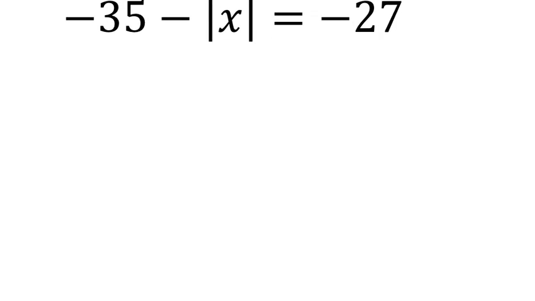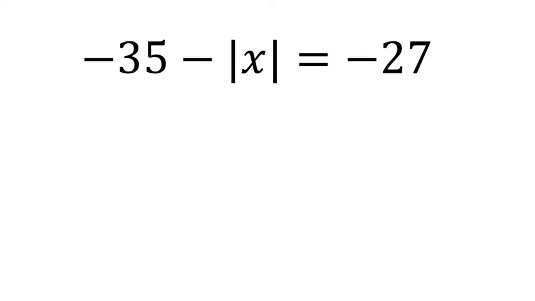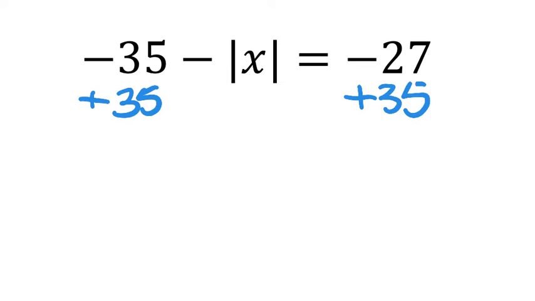Now let's give this one a shot too. And again, this is one of those where it equals a negative. Can't have that. No, gotta get rid of everything on the side there. So I don't want that negative 35 with that negative absolute value of x. So I'm gonna have to add 35 to both sides. Okay, plus 35 to both sides.